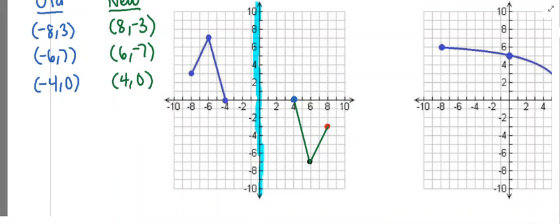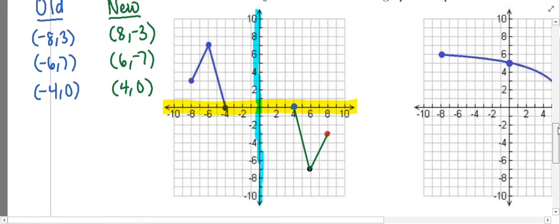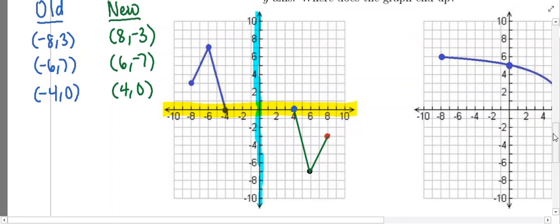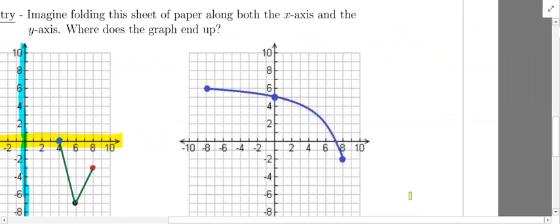Let me re-highlight this so you can see clearly what the graph is. If you fold your sheet of paper, if you do both flips, you flip over the x-axis and you flip over the y-axis, the green graph is going to lie directly on top of the blue graph. Okay? All right, so we can go ahead and do the same thing for the other graph. We're going to do both flips. We'll keep track of our old points versus our new points.